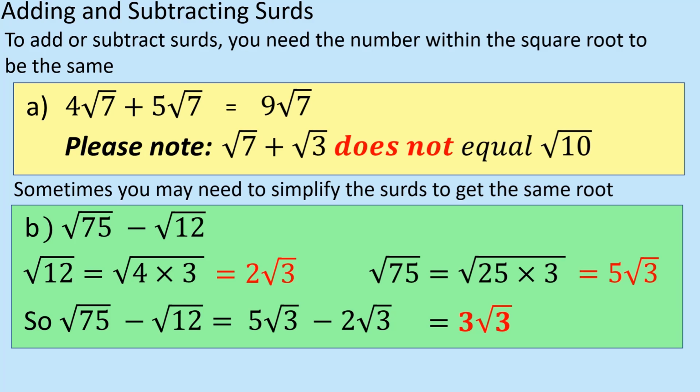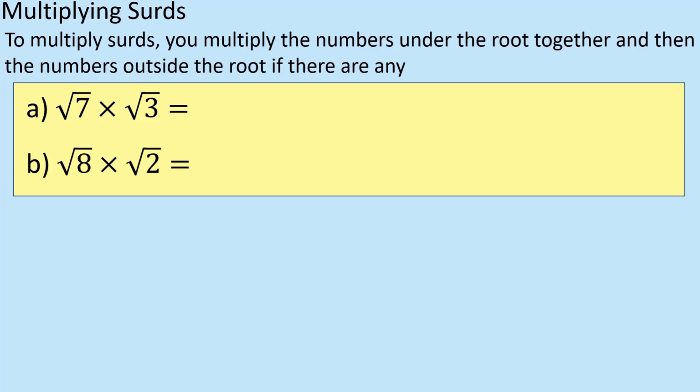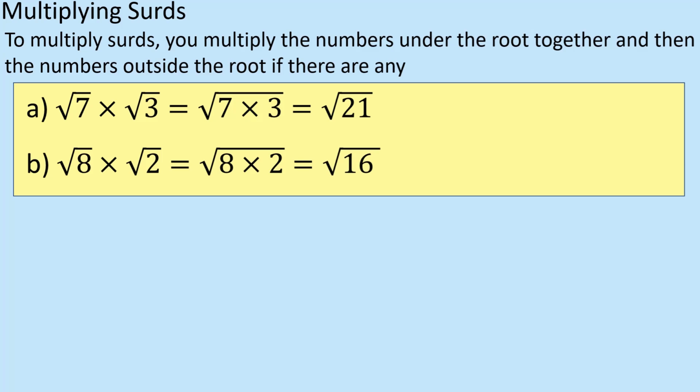Last one, I think, in terms of multiplying surds. If you're multiplying surds, then the numbers under the root multiply together, and then obviously the numbers on the outside multiply. So let's have a look. Root 7 times root 3, not to overcomplicate this at all, is root 21. If you've got root 8 times root 12, well, that's going to be root 96... I can square root 16 though, so that's going to be 4.